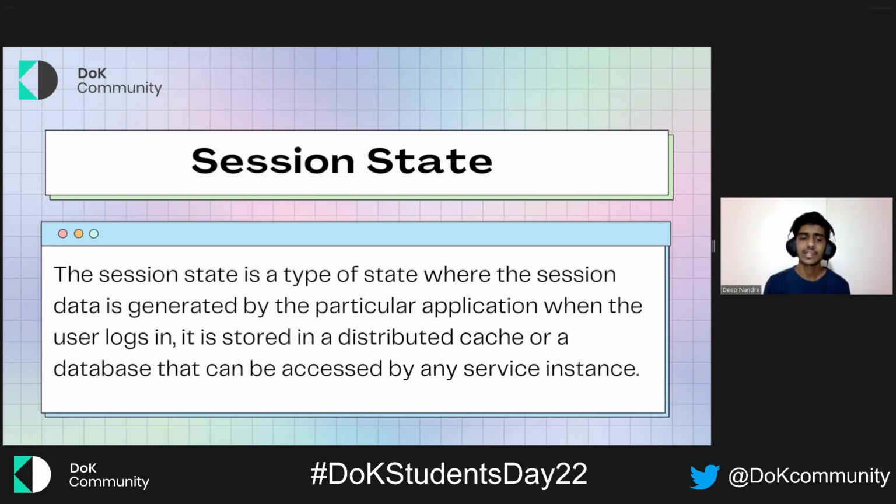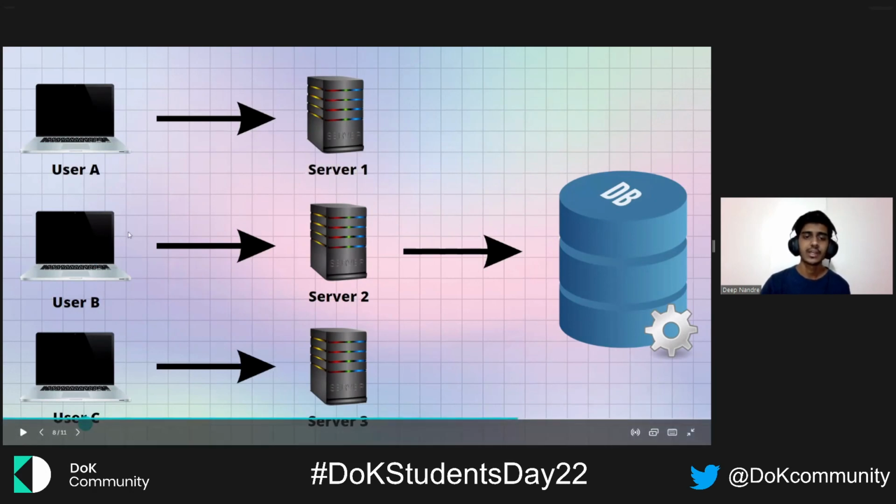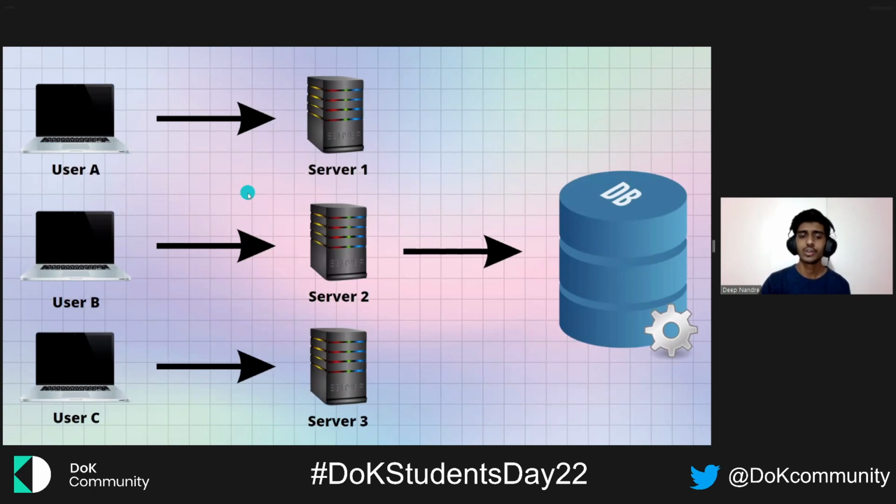In modern applications, the state is stored in a distributed cache or a database, which can be accessed by any service instance. Let's see an example here. Let's say there are user A, user B, and user C, and they are trying to access an e-commerce website, which is hosted on all the servers. In the stateful architecture, the state of the users is maintained inside the server. For example, user A is connected to server one.